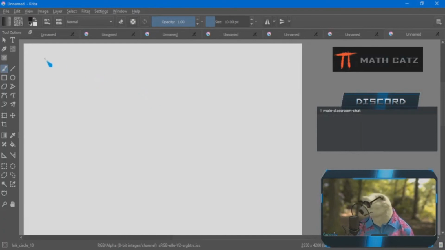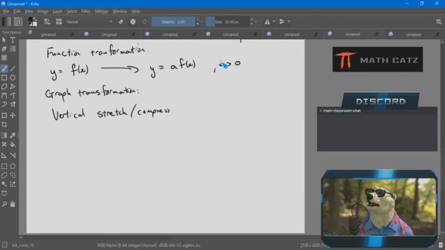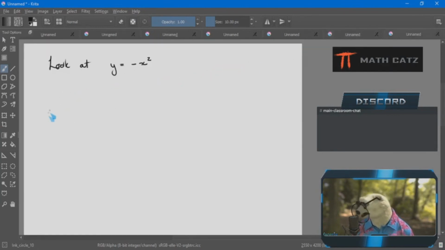But you'll notice it's always function first. The graph is a result of that. Now let's look at y equals negative x squared. I like to separate the sign from the number I multiply in front. And we'll see why in a second.